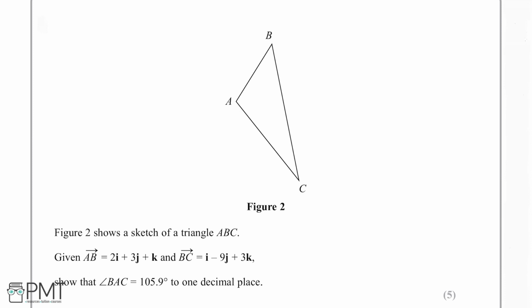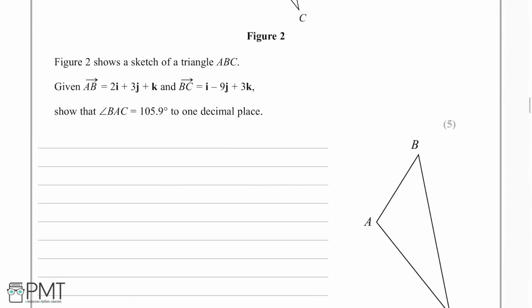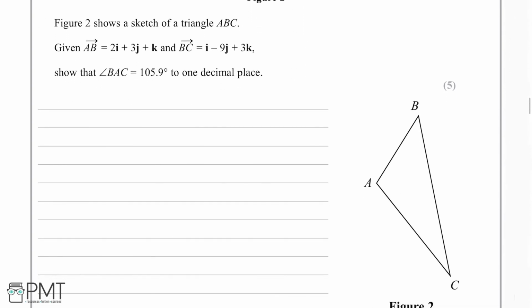To begin this question, I'm going to copy out the diagram down here, and then we're going to annotate it with the information we know. We're given that AB is 2i plus 3j plus k. So we annotate this on our diagram. A to B is this side here, so let us write our vector in there: 2, 3, and 1. That is AB, going in this direction here.